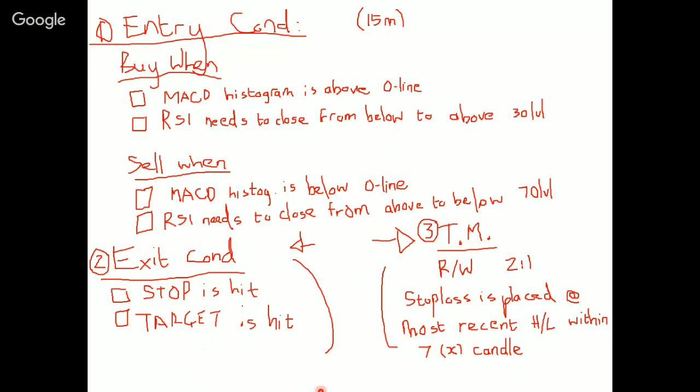Just remember that we always start off with exit conditions only having the stop and target in place, and trade management with the risk to reward of 2-to-1, and then the wording for the stop loss being placed at the most recent high or low within 7 candles. After the first backtest, we play around with those settings and see what would happen if we change any of those. Okay, and that should give you guys a much better understanding and idea of exactly how we go about putting our systems together.